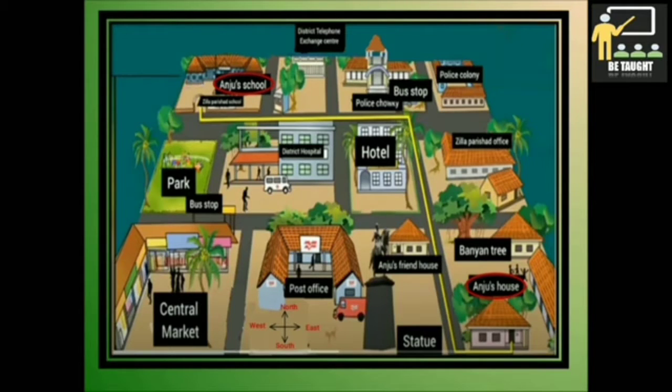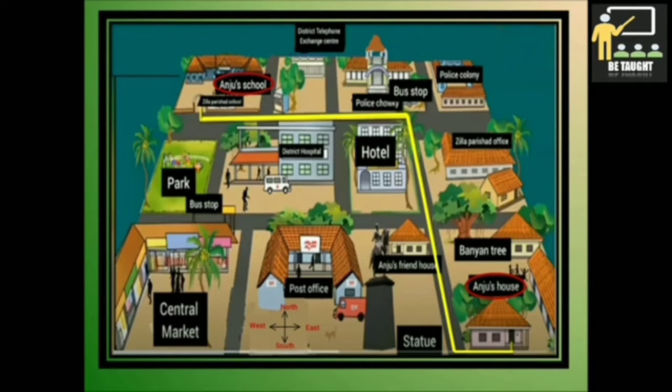Find a route from Anju's house to the school and color it. Here is the starting point from Anju's house. We will go straight, then take a left turn, and then we will go straight till the end and reach Anju's school.